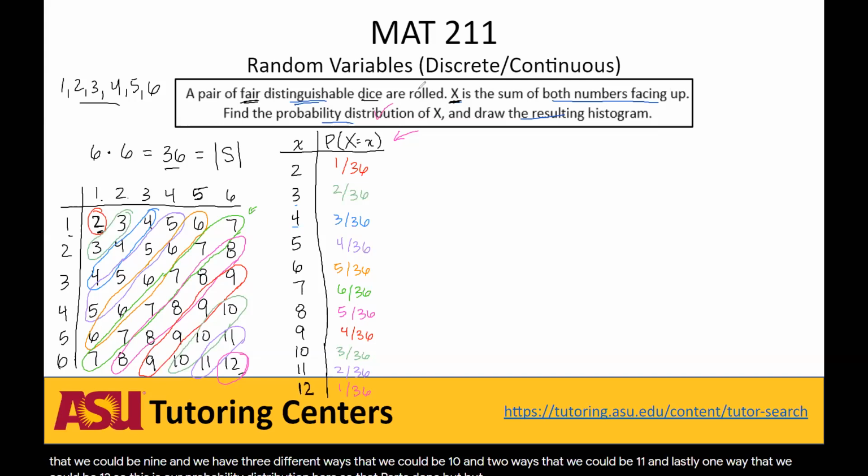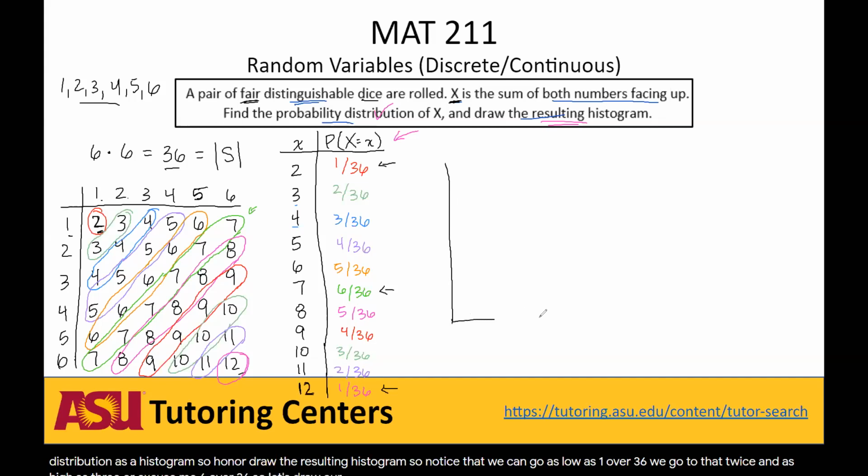Now we want to represent this probability distribution as a histogram. So we want to draw the resulting histogram. So notice that we can go as low as 1 over 36. We go to that twice, and as high as 6 over 36. So let's draw our histogram here.